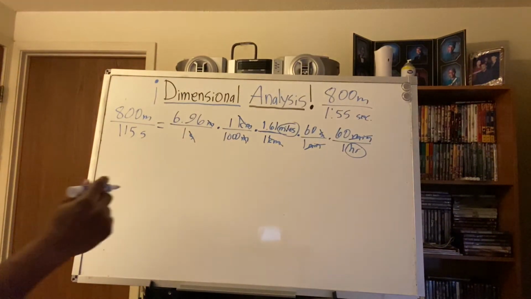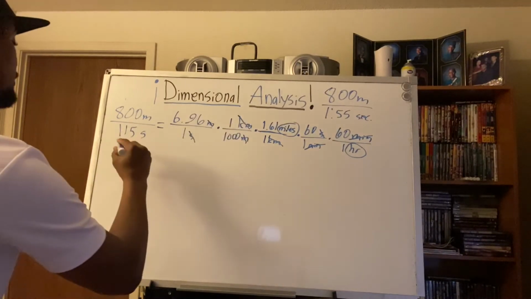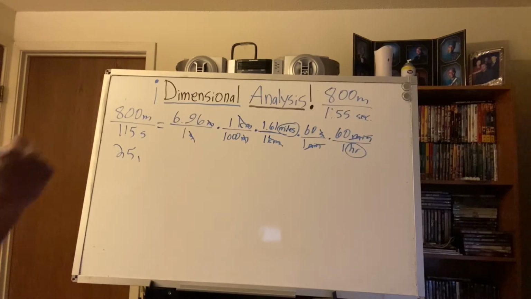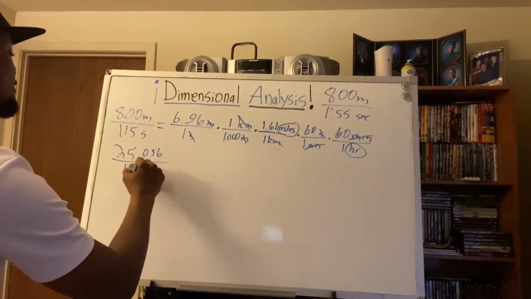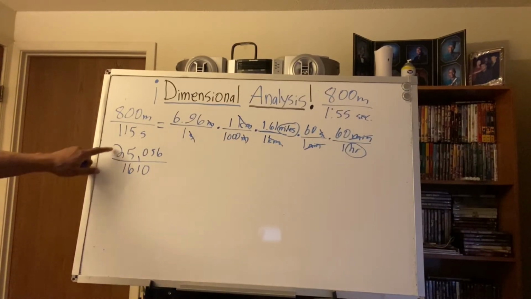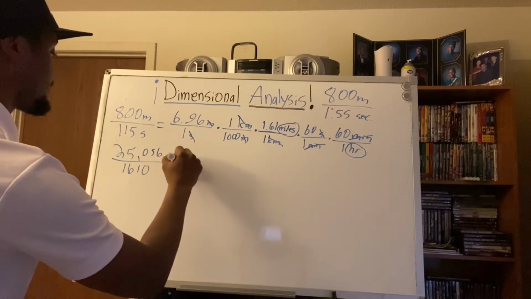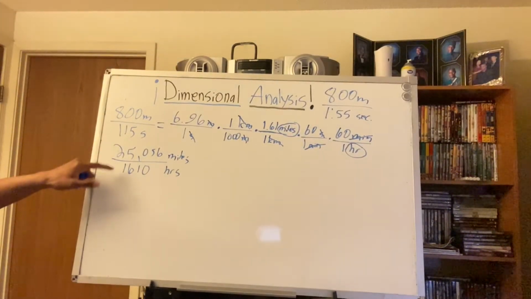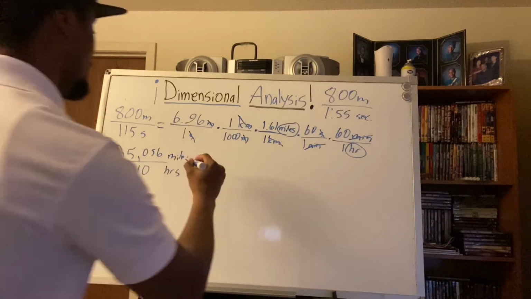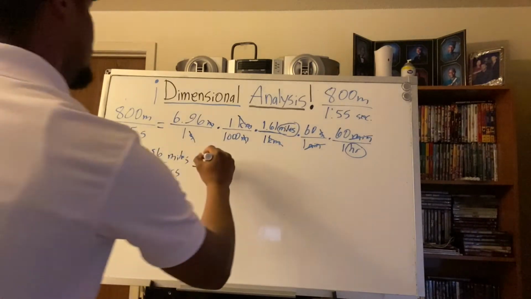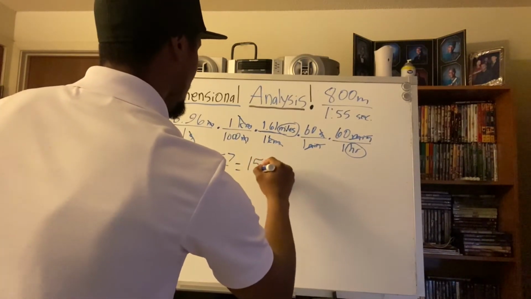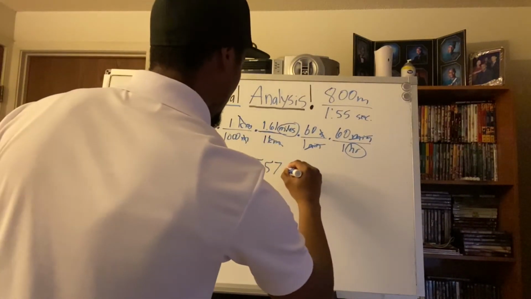So when you do all the multiplying, I'll write the answer down here, you're gonna get 25,056 all over 1610. All right, so 25,056 over 1610, and that's, again, miles over hour. But obviously, that's not going to make much sense. We had to actually simplify the fraction itself. So when you actually divide these two, 25,056 divided by 1610, what you get in the end is 15.57 over 1, which is just 15.57 anyway. So 15.57, and that value is in miles per hour.